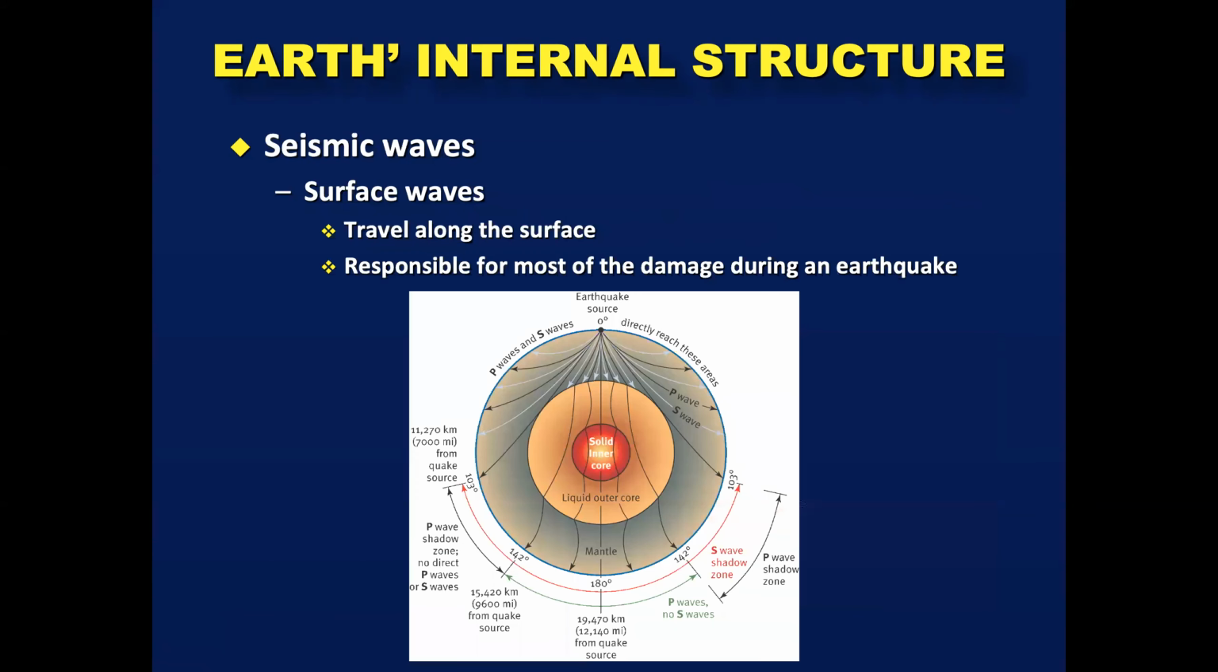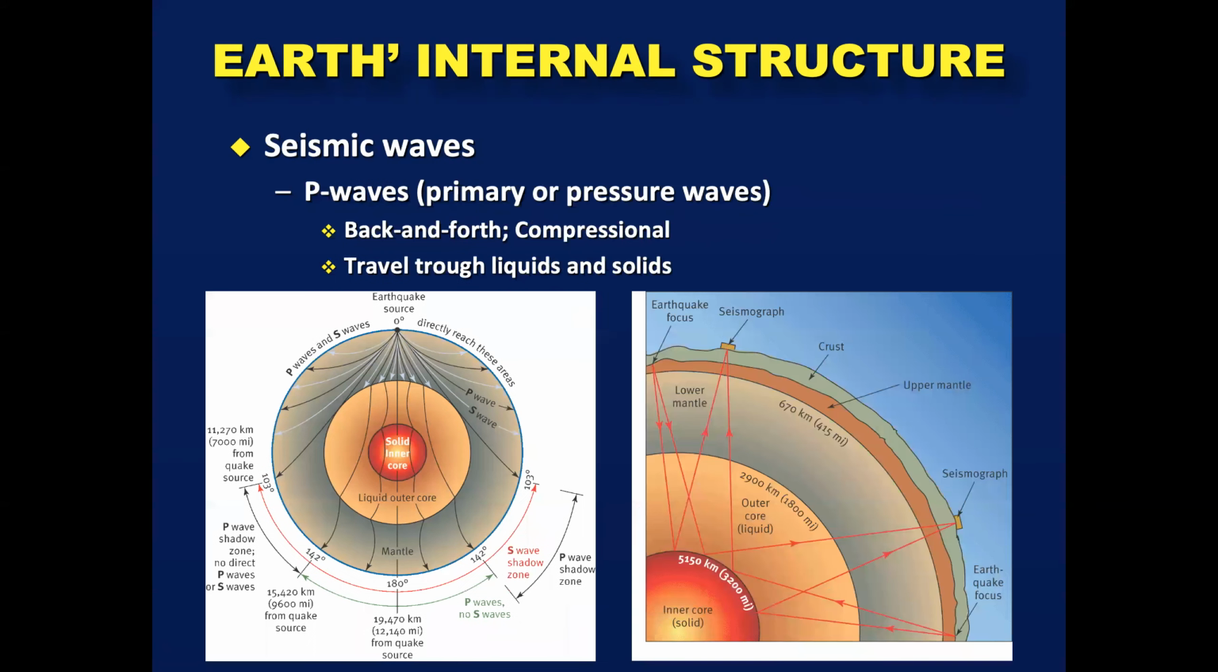And so you have first surface waves. These obviously travel along the surface of the planet. They're responsible for the majority of damage during an earthquake, okay? And again, they only travel at the very, very, very top.